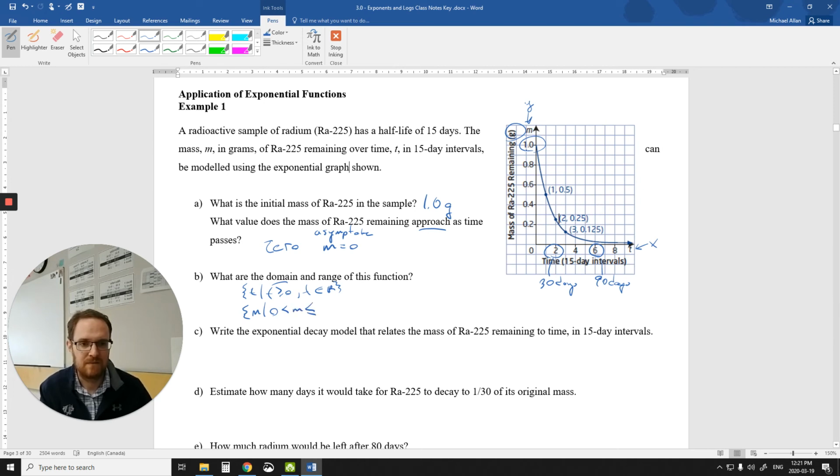But it starts off at the highest point here at 1, but it'll never be greater than 1. But you can equal that number at 1.0. And your mass can be any number in between. There you go. So we got our domain and range.